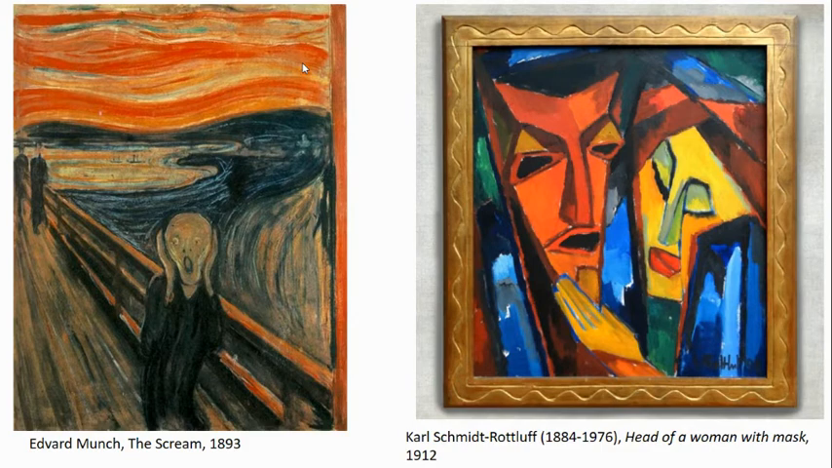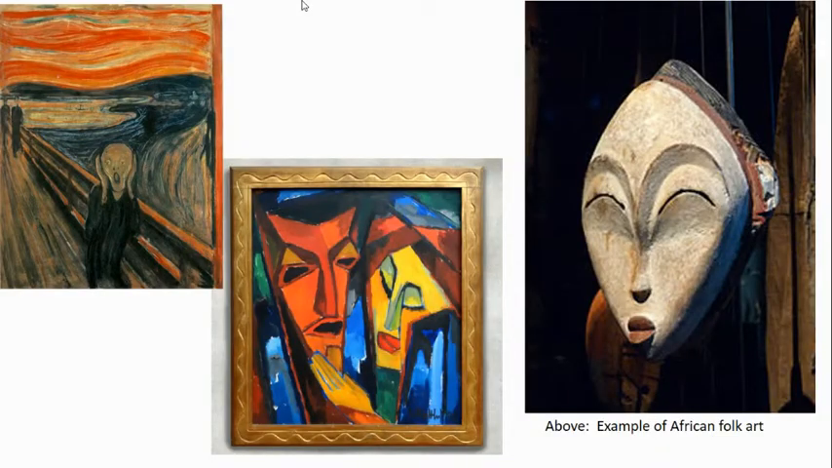If you look at the painting on the right, you can see those bold colors that are not very realistic. You can see how the faces are kind of distorted, and you can see those dark lines that define the edge of the person. Take a look at the African mask. You can see how both pieces, the artwork in the middle and the artwork on the left, are kind of similar to that African mask.